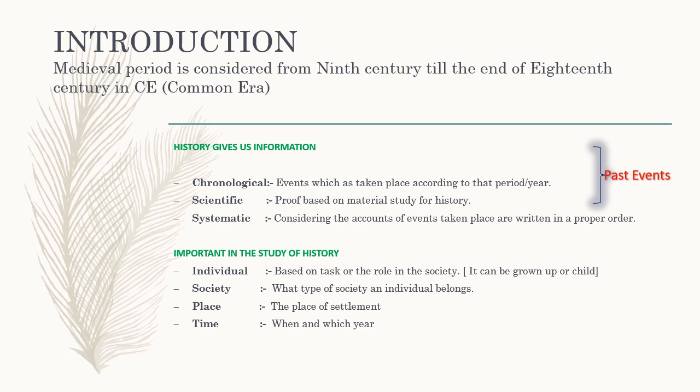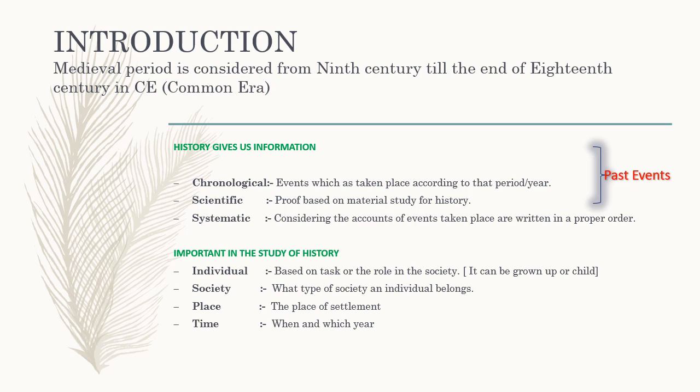The period from 9th century till 18th century is termed as the medieval period. CE stands for Common Era. Now, Common Era means whatever significant thing happened during that time, that century. That's called a Common Era.